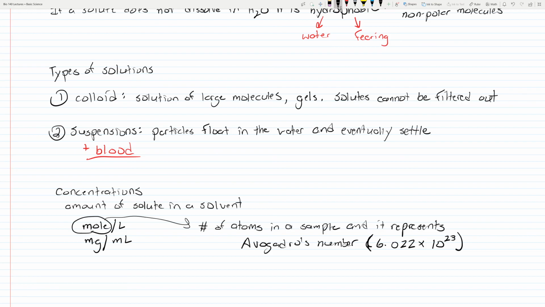And with that, I think we're going to stop there, because we're bumping up against the half-hour mark. The next one we're going to talk about is acids, bases, and buffers.